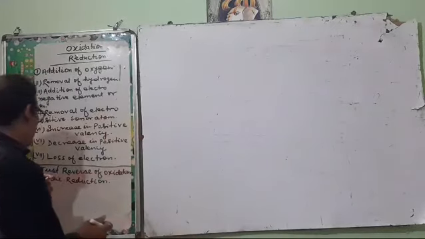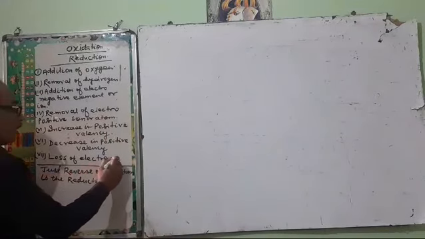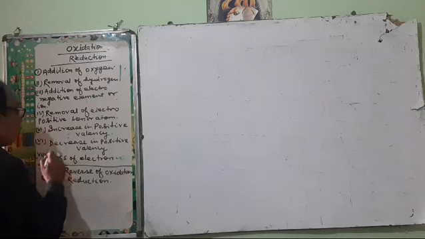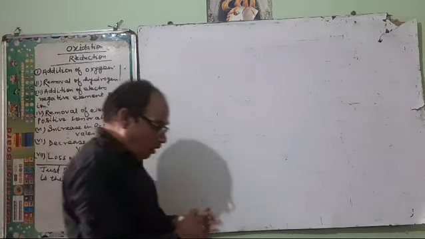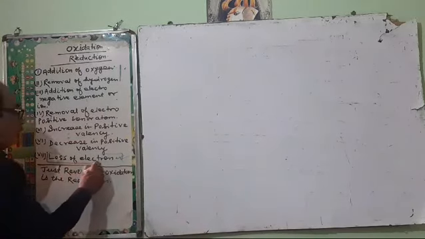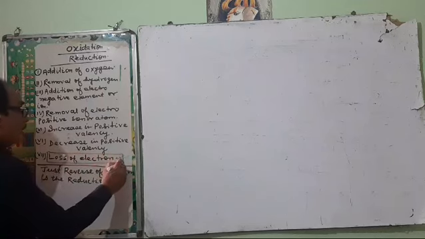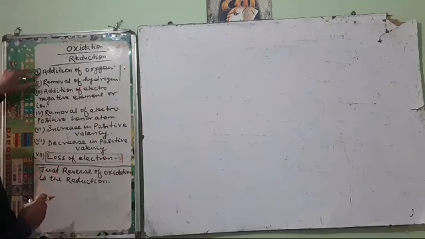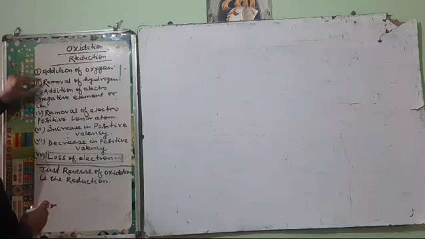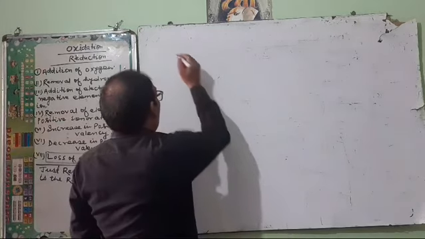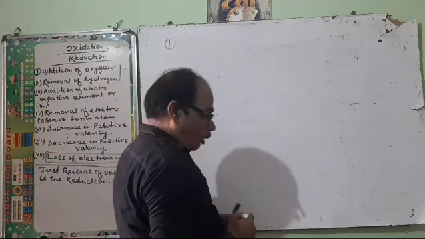But if we proceed more and more, then we should know about the loss of electron, or gain of electron. This process is always important. So first of all, we will discuss only 3: addition of oxygen, removal of hydrogen and loss of electron. So come to the point, here we are seeing the example.